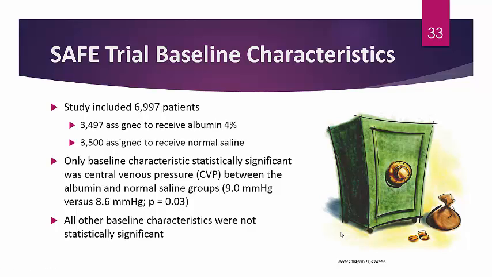The baseline characteristics of the SAFE trial included almost 7,000 patients, and they were split almost evenly to receive either albumin 4% or normal saline. The only baseline characteristic that had any statistical significance was the central venous pressure initially between the albumin and normal saline groups, which was 9 versus 8.6, with a p-value of 0.03, which was statistically significant. But whenever you think about a central venous pressure of 9 versus 8.6, it's probably not clinically significant. All the other baseline characteristics were not statistically significant.